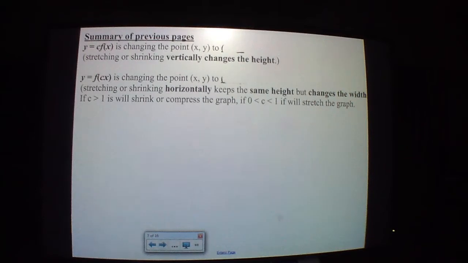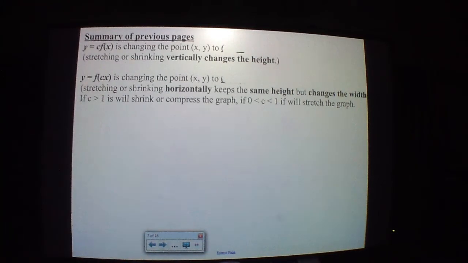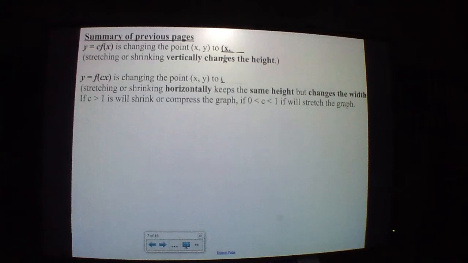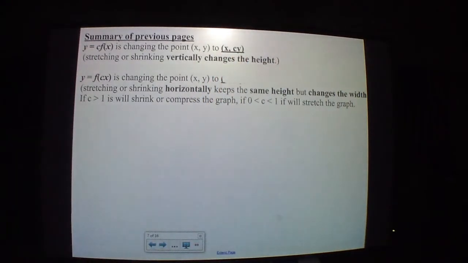So, summary of the previous pages: if I multiply the outside number, so like I have a 5 in front of the sine, that would stretch it. If I have a 1/5 in front of the sine, that would compress it vertically. So it's changing my y. It's not changing the x at all. X stays the same. My new y would be c times y. So instead of 1, if there's a 5 in front of the sine, if I use the old graph, it would go up to 5.